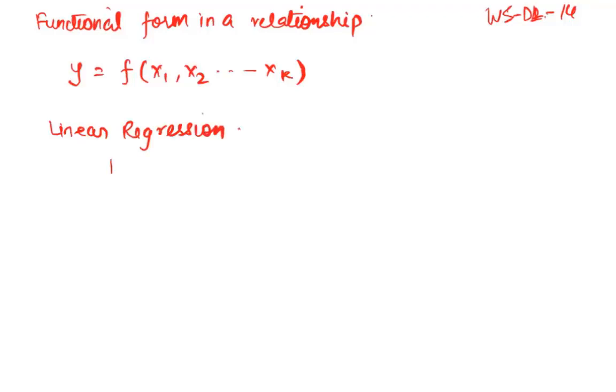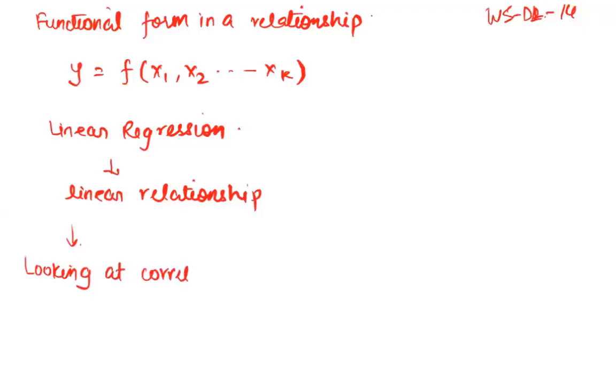Which tries to find a what kind of relationship? Linear relationship. What's the first hint that linear regression is something that can be used to find such a functional relationship? Looking at correlations. If you look at correlations, if you look at scatter plots, that's your first hint. That is going to tell you whether a linear relationship exists or not between a set of independent variables and the final dependent variable.